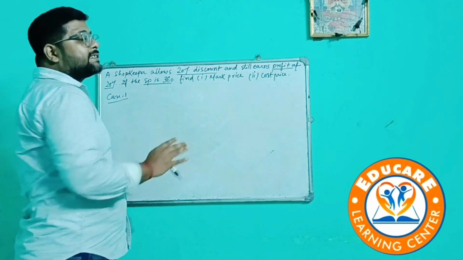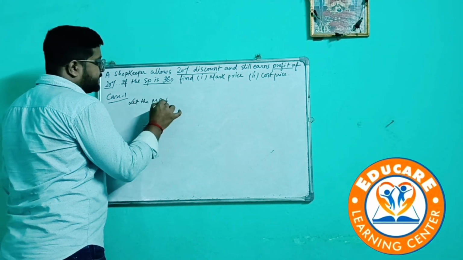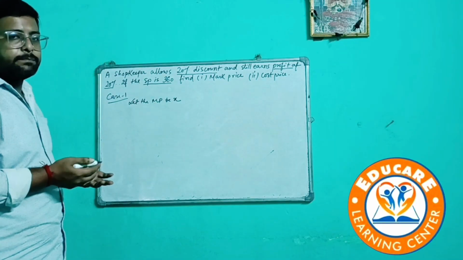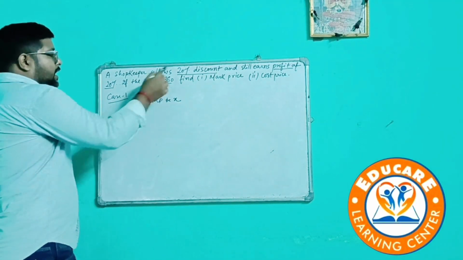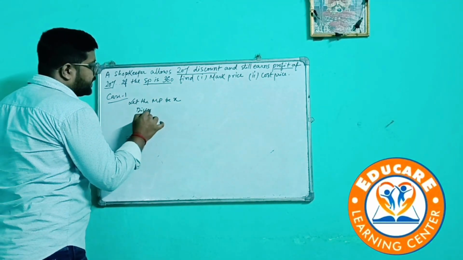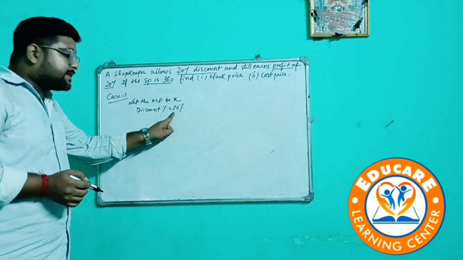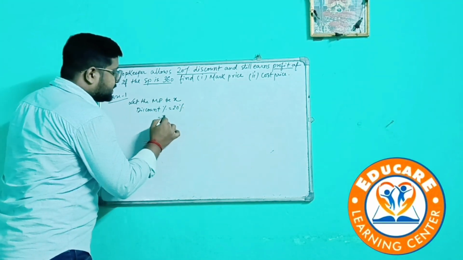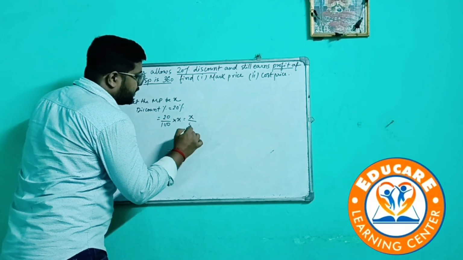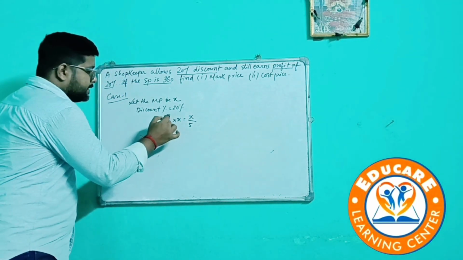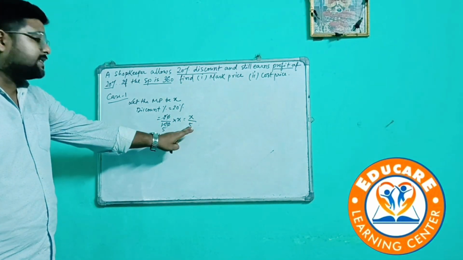Now since the mark price is not mentioned, let the mark price be X. Very simple. Whenever mark price is not given, we need to assume it as X. How much discount is given? The percentage of discount is 20%. So 20% discount on mark price. So in that case 20 by 100 into X, that gives us X by 5. If we cancel, 0 0 gets cut, 2 and 10 gets cut, we get 5. So X by 5. This is our discount.